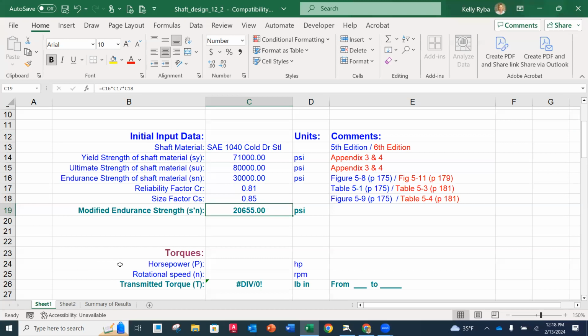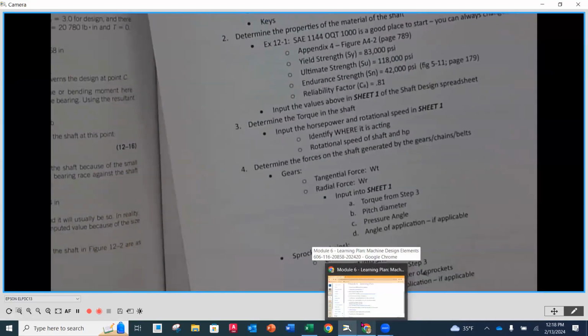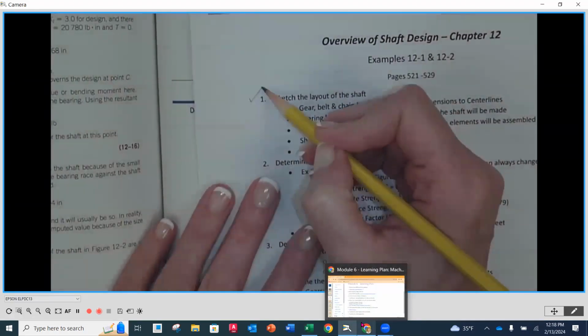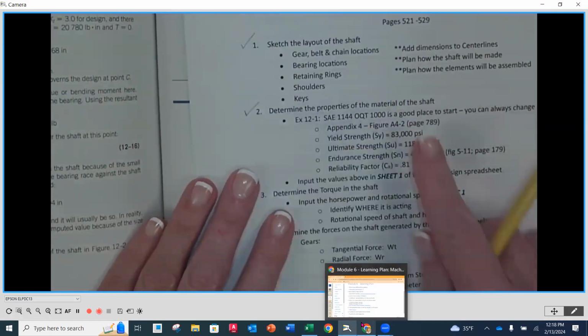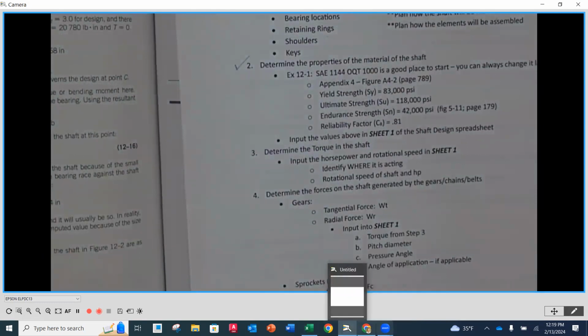All right. So let's go back underneath, catch ourselves up on our process. So we looked at our layout. We've determined our materials. Oh, was there? I'm sorry.